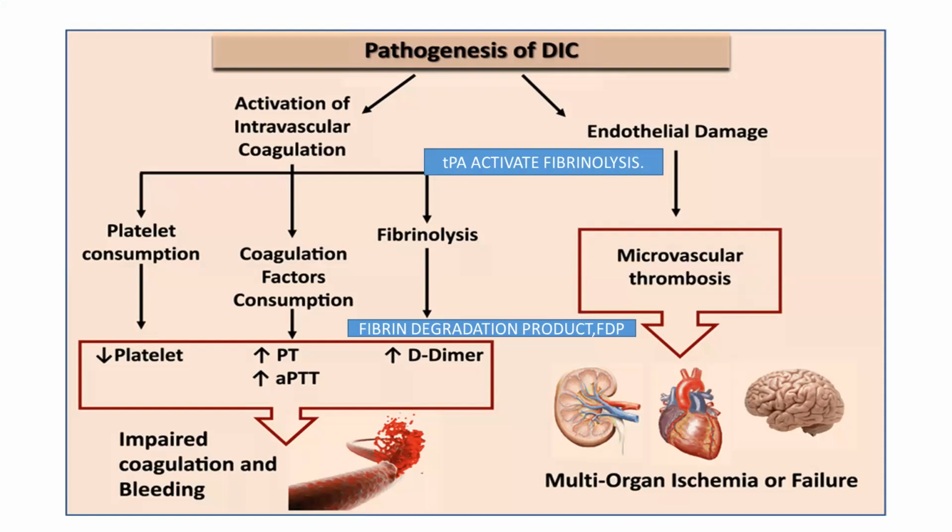The consumption of platelets will lead to a decrease in the platelet count, thrombocytopenia, and the coagulation factor consumption means an increase in the PT and APTT time. The D-dimer is also increased, which shows the coagulopathy process is going on.